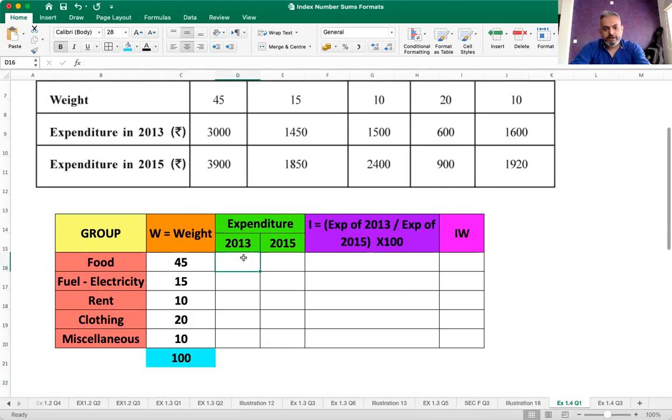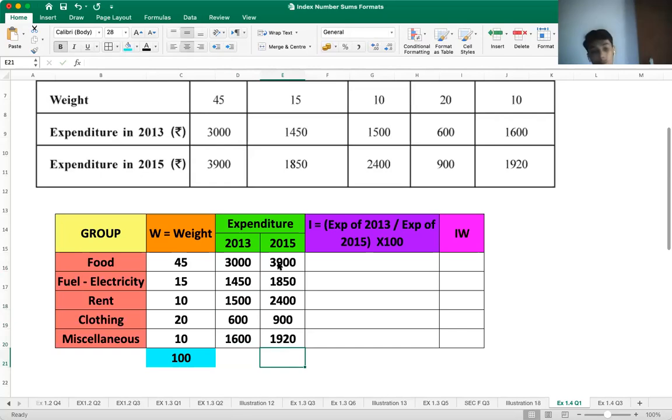Now, expenditure in year 2013: 3,000, 3,900, 1450, 1850, 1,500, 2,400, 600, 900, 1,600, 1920.